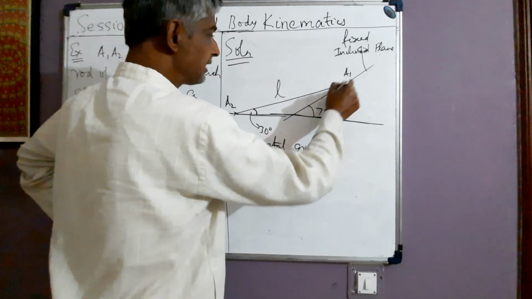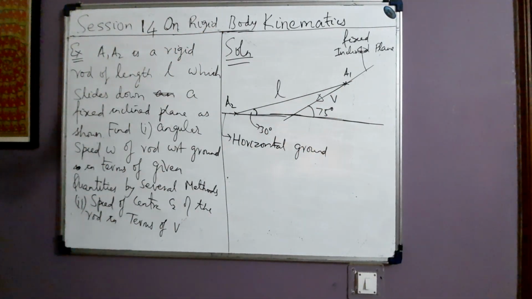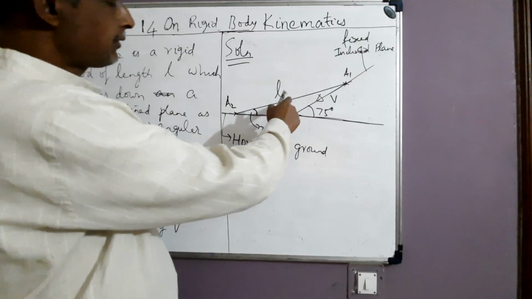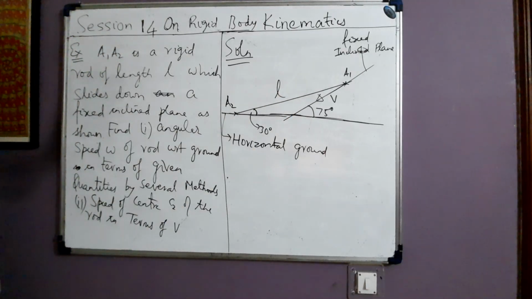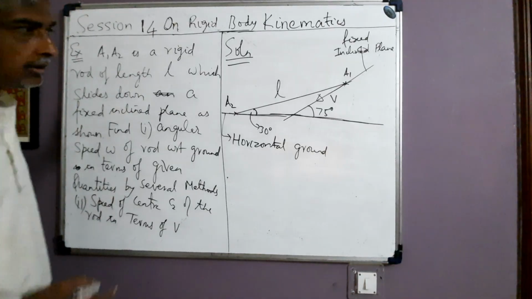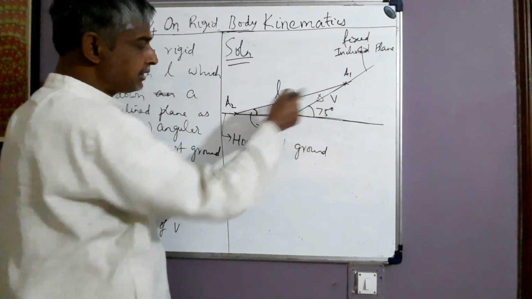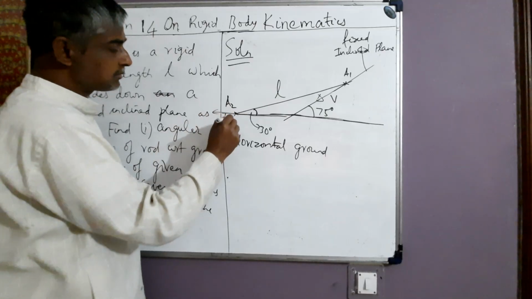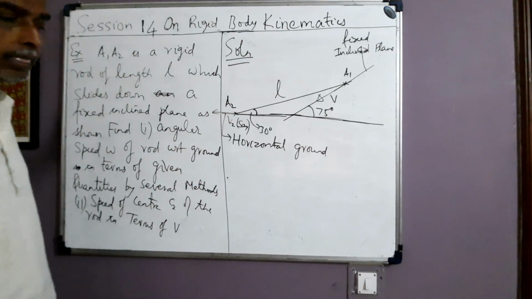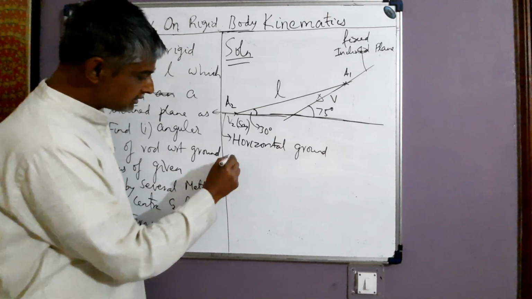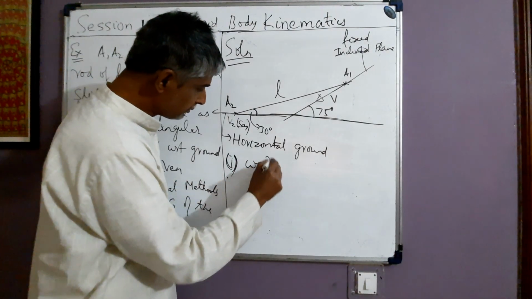Rod end A1 slides on this inclined plane downward at a speed V. Okay. So now we have to find the angular speed omega of this rod with respect to ground at the given instant by several different methods. Now one thing you can see, if end A1 of the rod moves down at a speed V, A2 should move leftward at some speed V2 say. V2 is not given, but we have assumed.